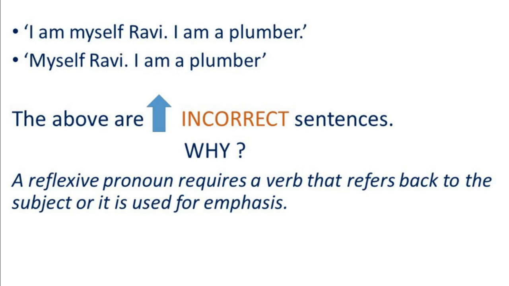Because myself is a reflexive pronoun. And as you know, a reflexive pronoun like myself, herself, themselves, yourselves, etc. requires a verb that refers back to the subject, or is used for emphasis. In these two sentences, this does not happen. Therefore, the correct way to introduce yourself is either by saying, I am Ravi, I am a plumber, or my name is Ravi, I am a plumber.